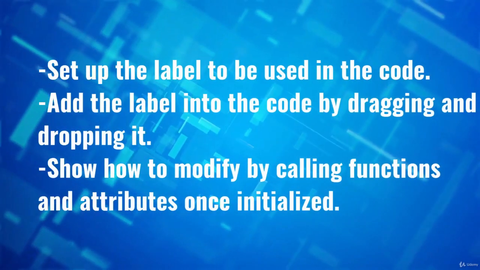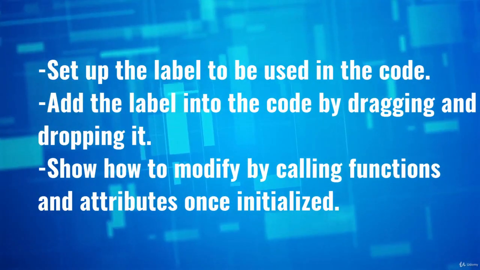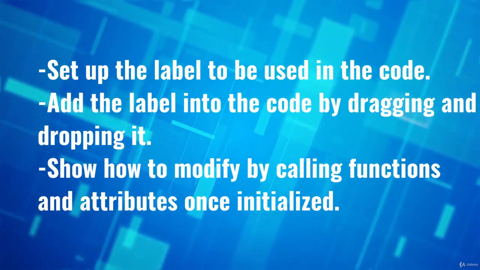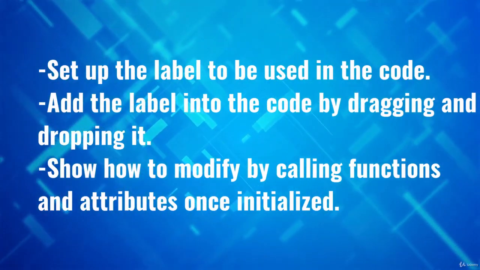Okay, so now we have the label set up in the layout. That was the main.storyboard. We did that simply by dragging and dropping it from the list of objects into the main.storyboard layout. Now we're going to add it to the code.